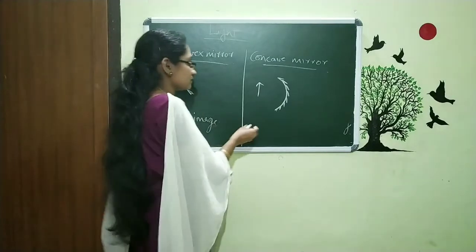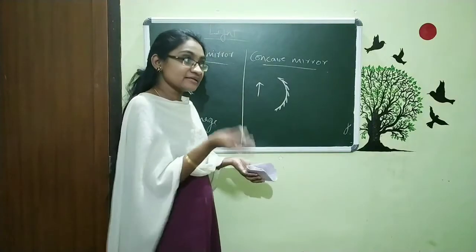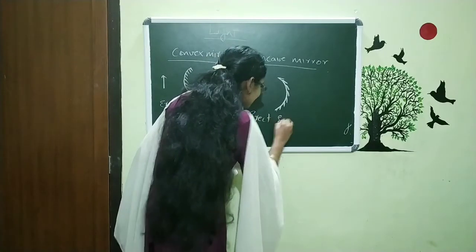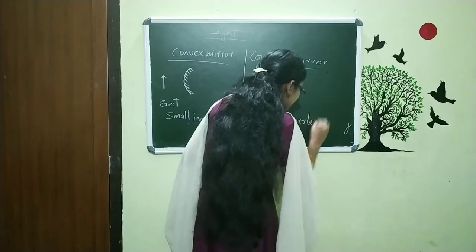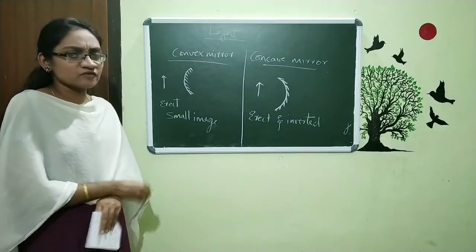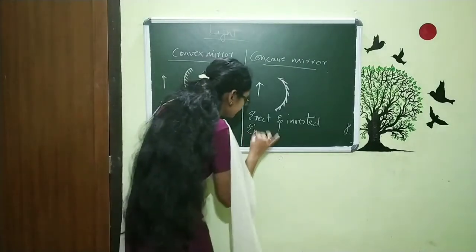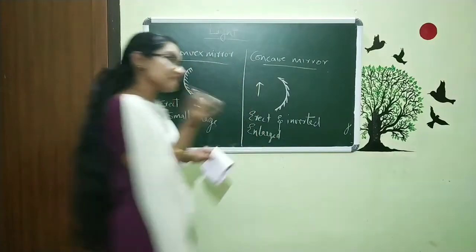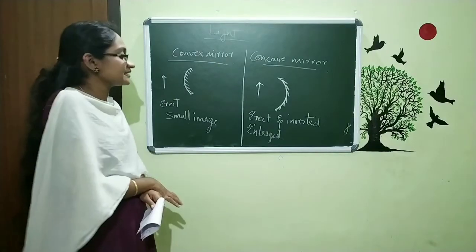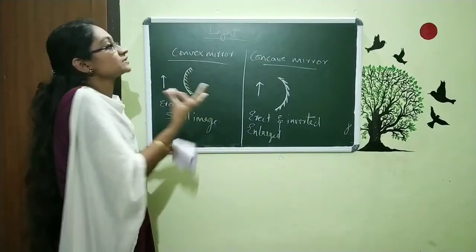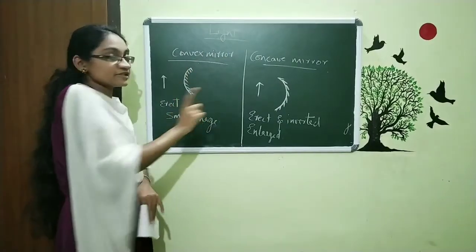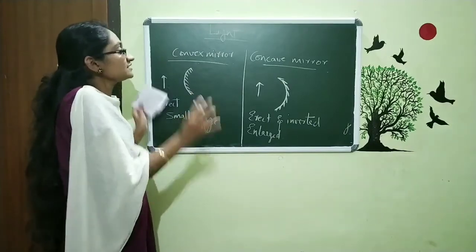And what about here? Sometimes it's erect and sometimes it's inverted, so we can write it as erect and inverted. And what about the size? Generally we can say the size of the image is enlarged. Still, in some cases we get a small sized image, same size image, and enlarged. We can discuss it later. So this is the basic of today's class: convex mirror and concave mirror. This diagram you must study thoroughly. So this is the first thing.